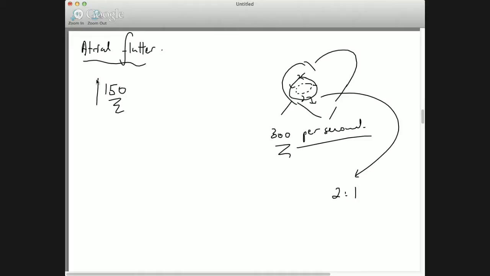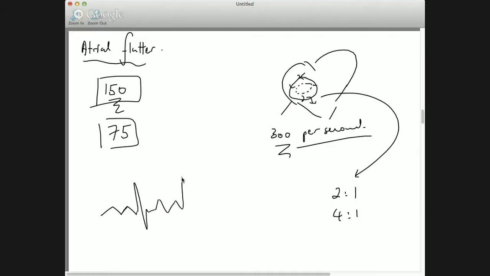So if you see a heart rate of about 150, or even a heart rate of 75, which can occur in a 4-to-1 block, you can suspect atrial flutter. Classically, you'll get what we call a sawtooth pattern. But the sawtooth pattern doesn't always occur, which is why in any patient with a supraventricular tachycardia with a heart rate of exactly 150, you should suspect atrial flutter.